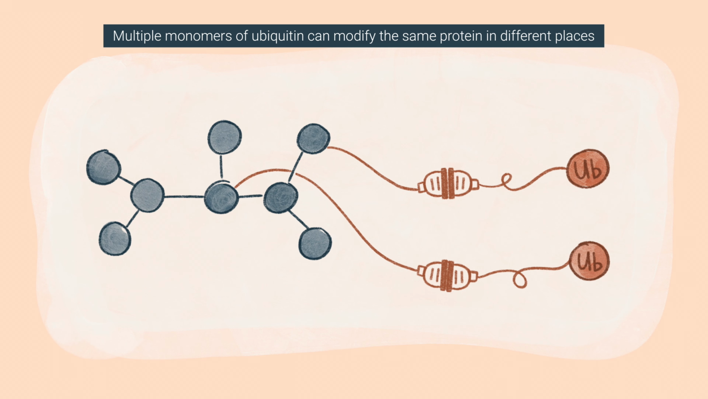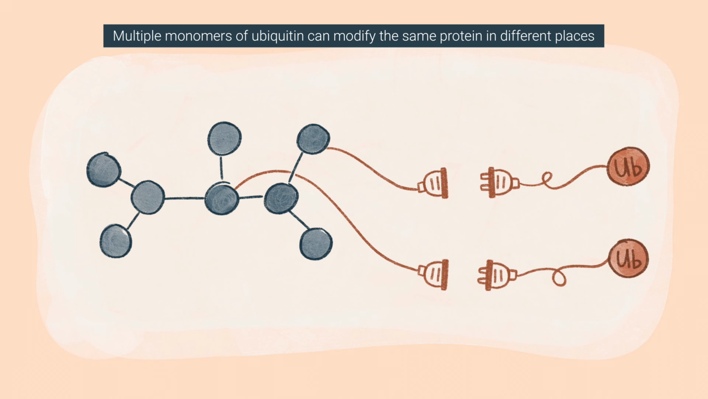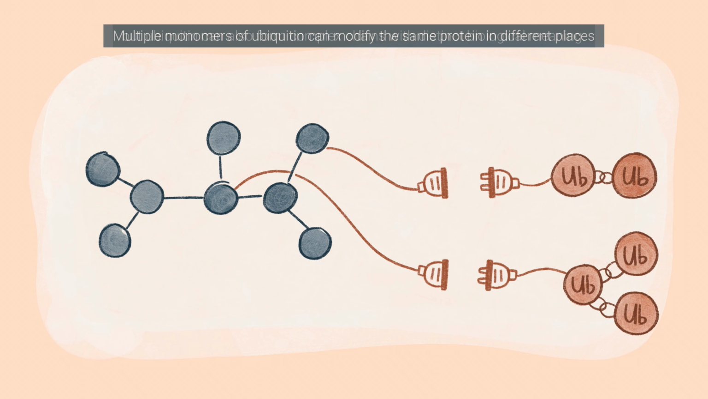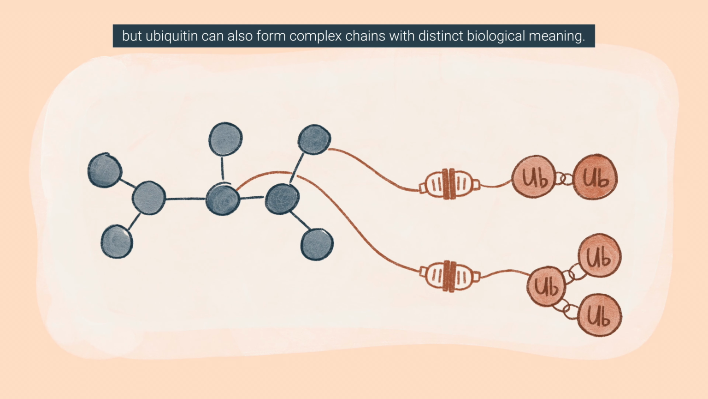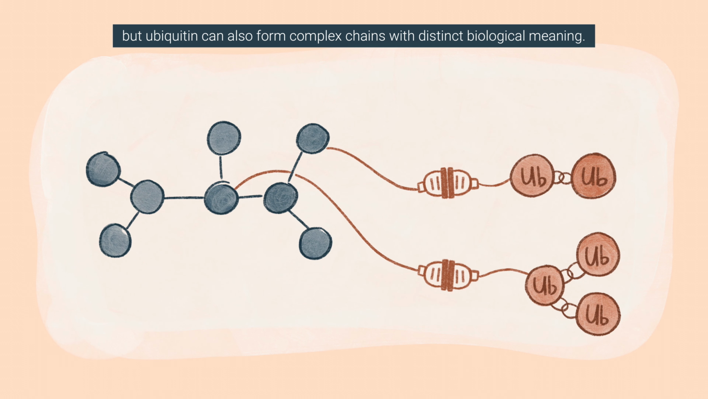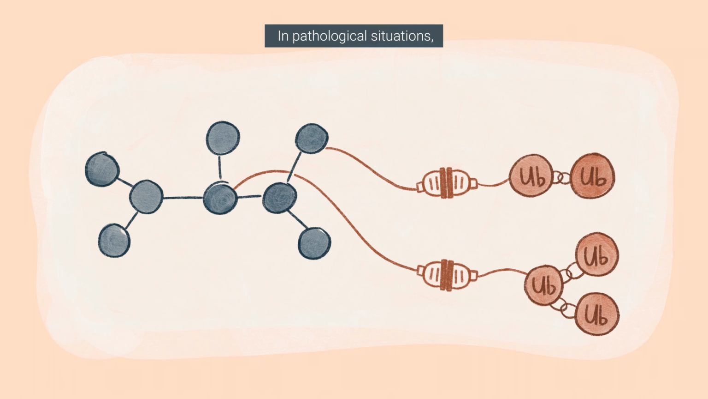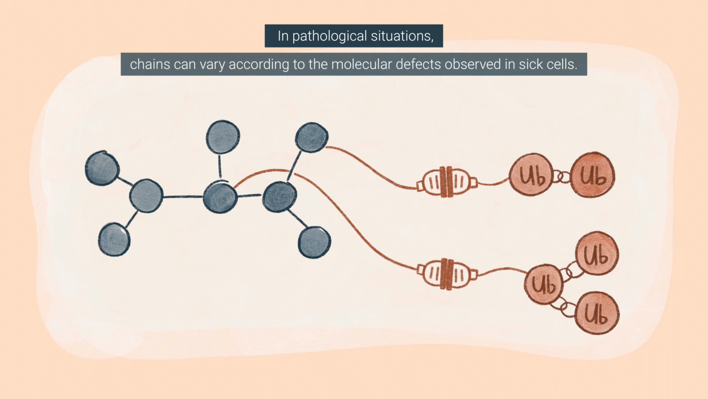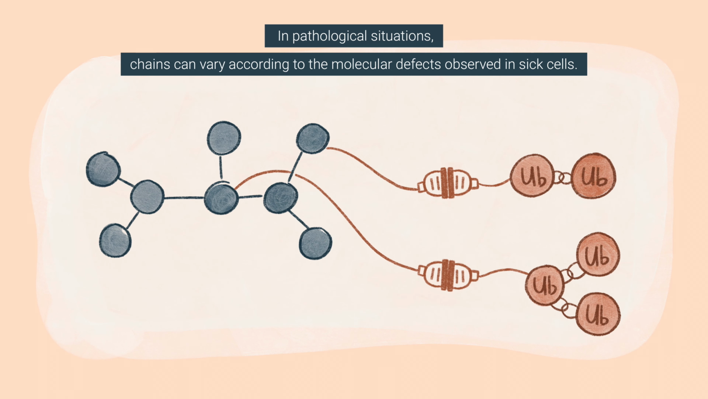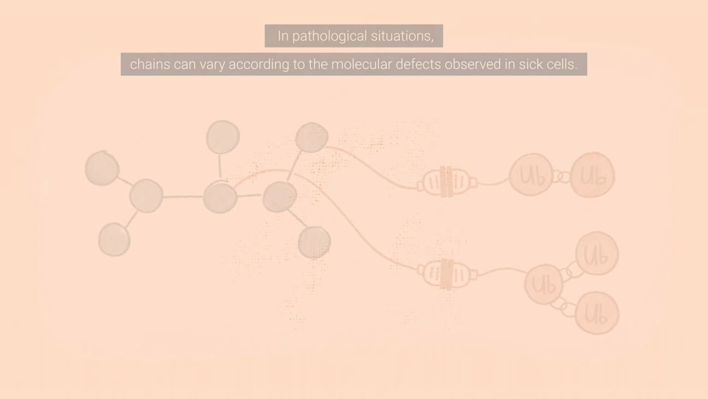Multiple monomers of ubiquitin can modify the same protein in different places, but ubiquitin can also form complex chains with distinct biological meaning. In pathological situations, chains can vary according to the molecular defects observed in sick cells.